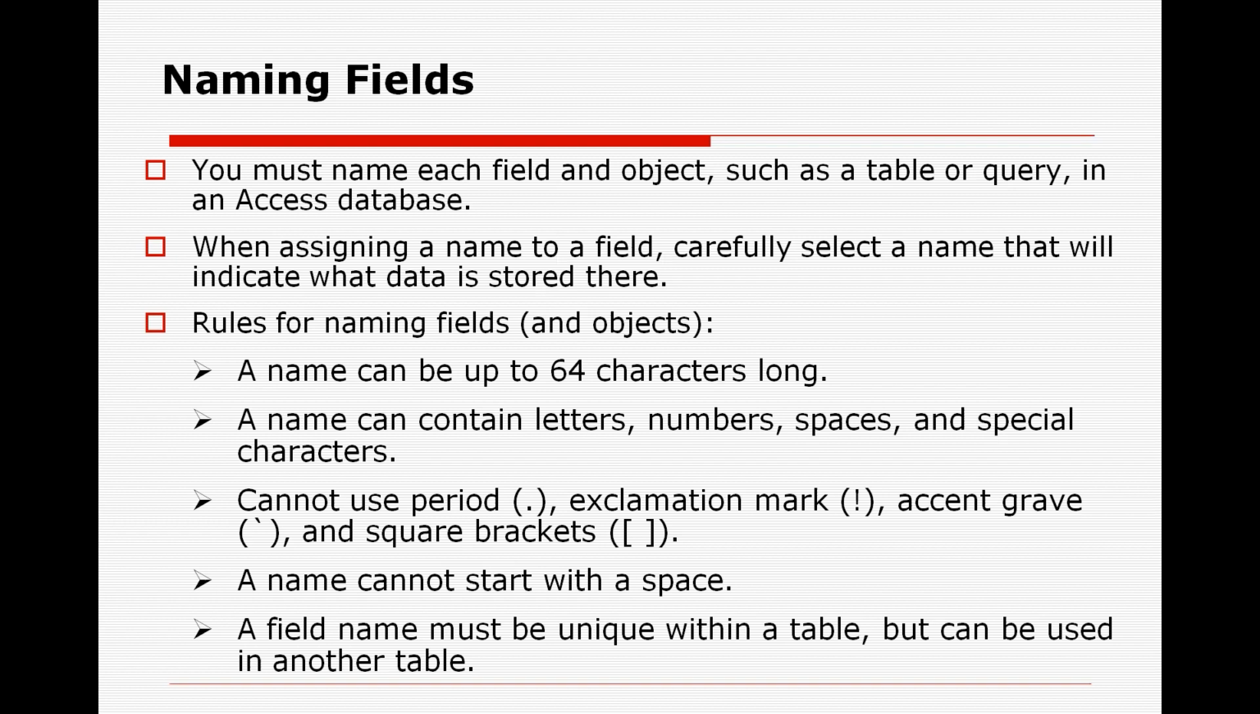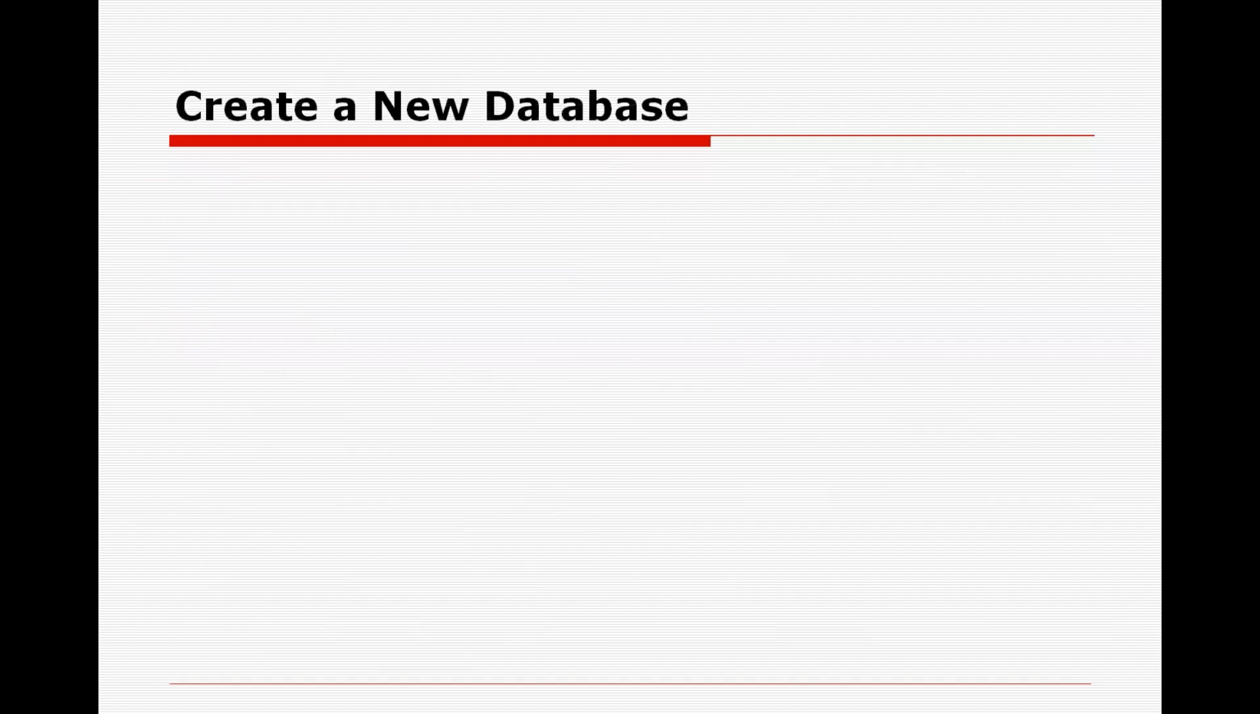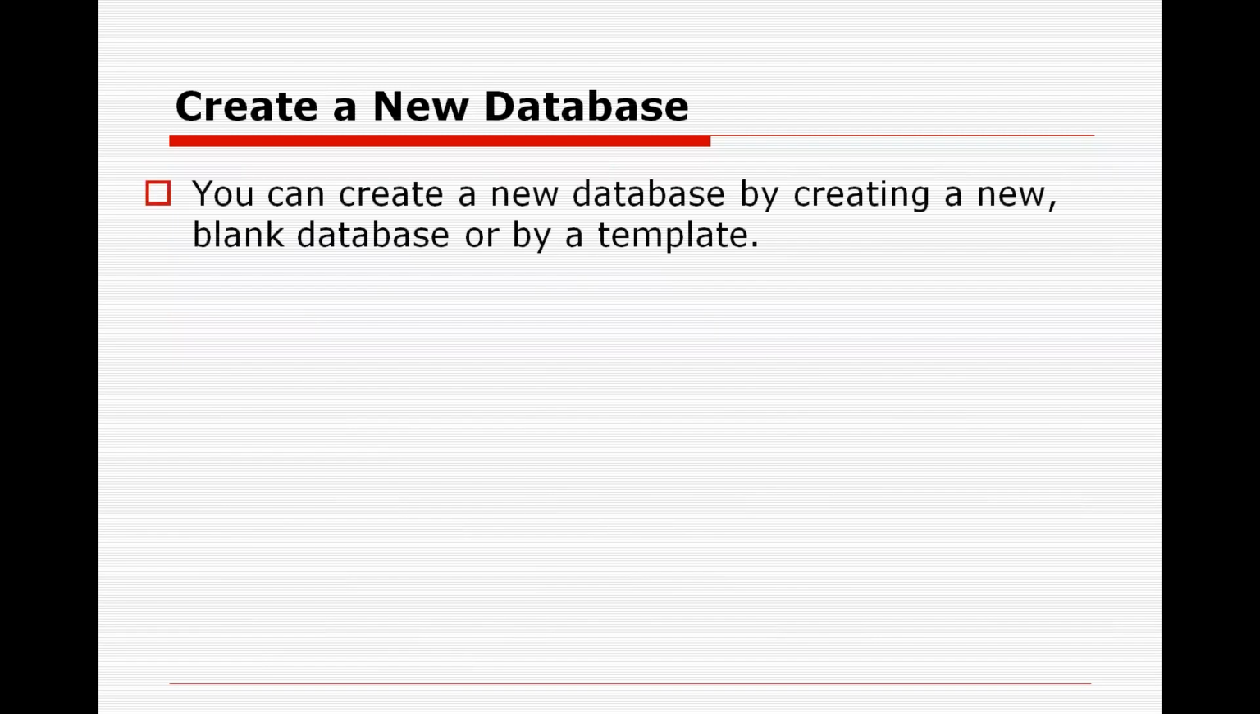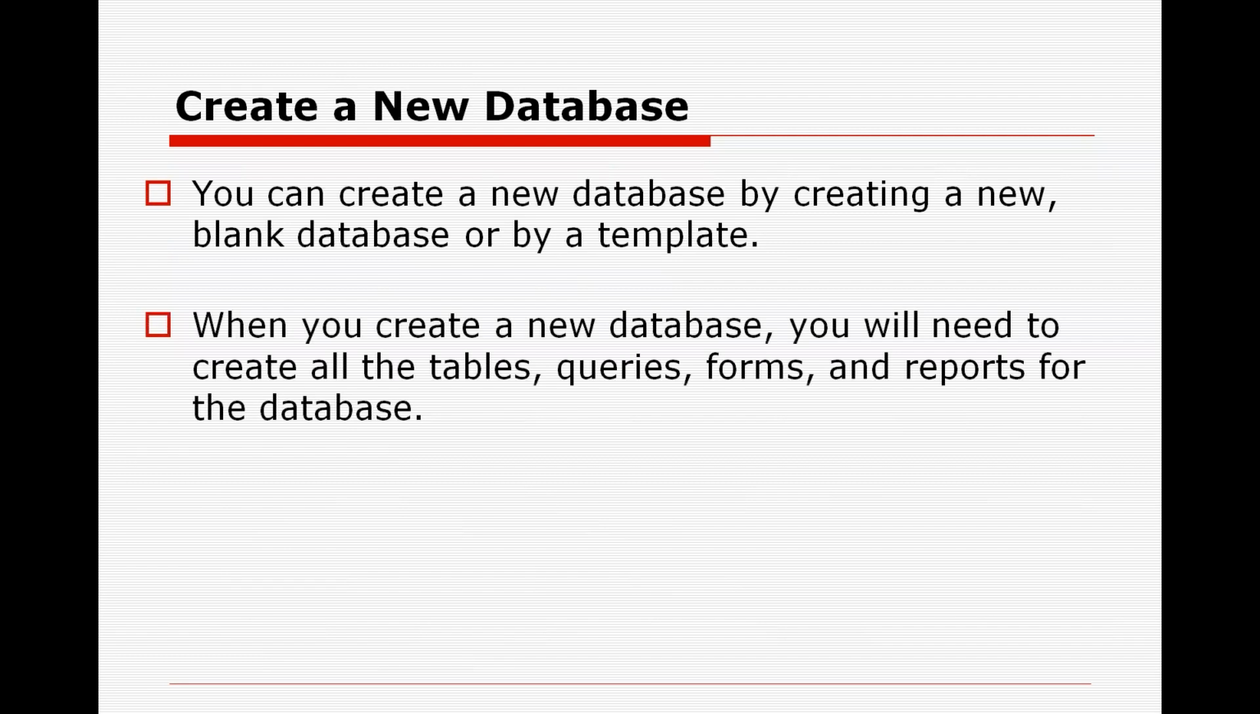In one table, you cannot have the same field names, right? But the same name you can have in another table. That is okay, right? These are the rules for naming fields and also objects, right? Create a new database. This is what I explained to you before. You can create a new database by creating a new blank database or from a template, right? At the beginning, I explained that, right?